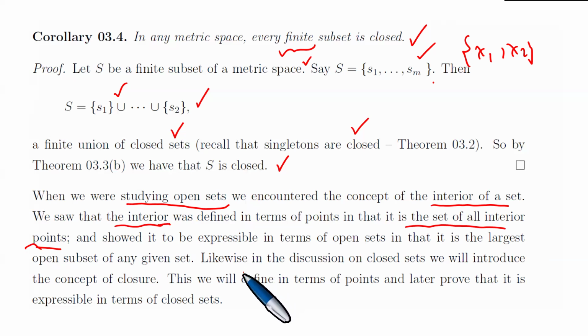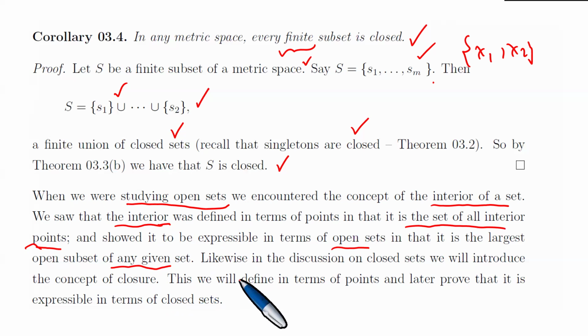There's a theorem, obviously, in the former section. And showed it to be expressible in terms of open sets. So you can write the interior of a set in terms of open sets, in that it is the largest open set of any given set. The largest open set of any given set is called the interior, right?